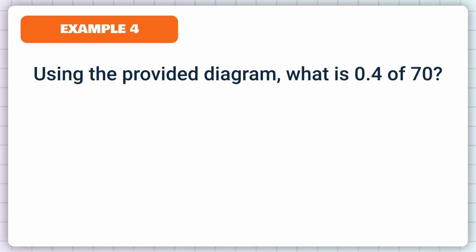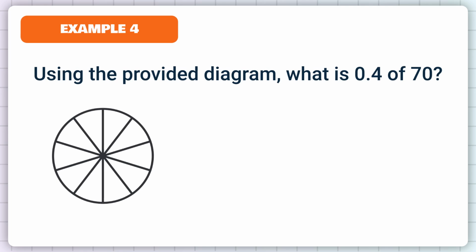Now we will be using the diagram. Using the provided diagram, what is 0.4 of 70? First, identify the decimal and the quantity. The decimal is 0.4, and the quantity is 70. Visualize the parts. The diagram shows a pie chart with 10 equal parts, so 0.4 represents 4 out of those 10 parts. Finally, multiply the decimal by the quantity. 0.4 multiplied by 70 equals 28. So 0.4 of 70 is 28.